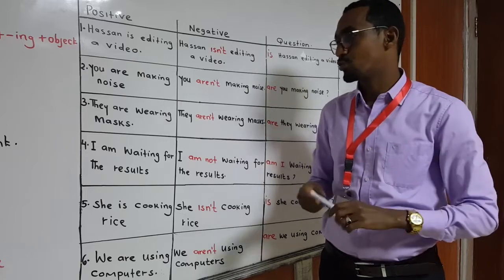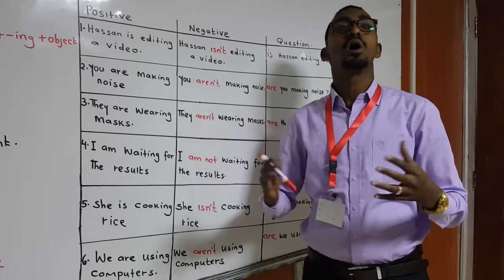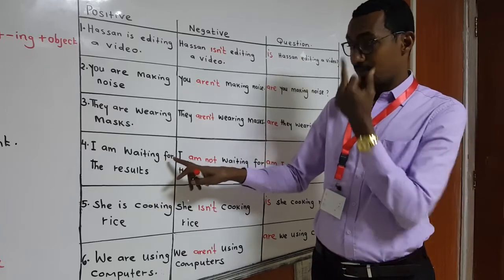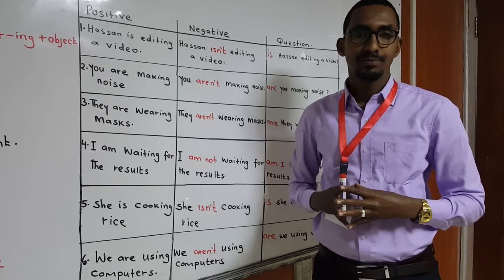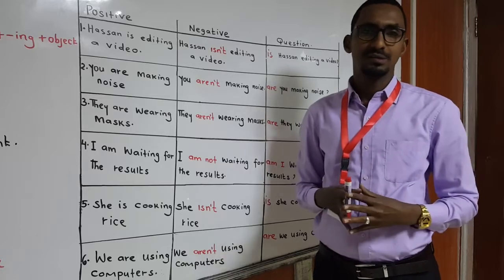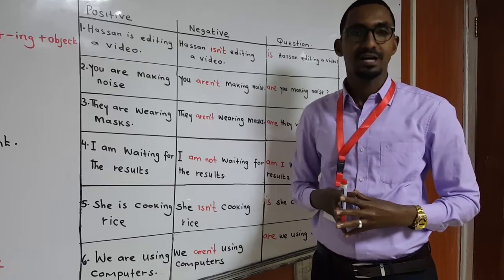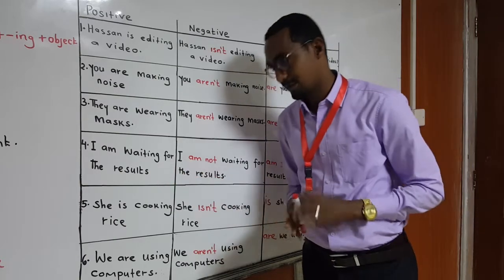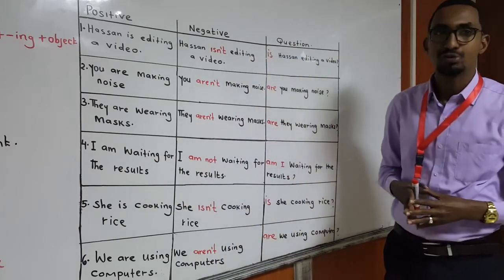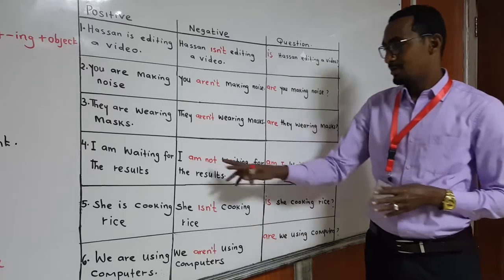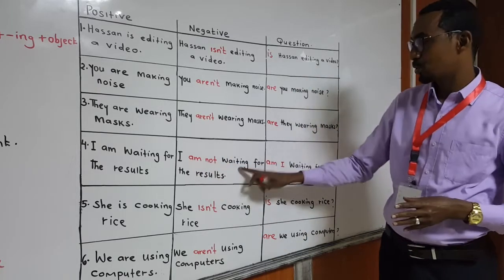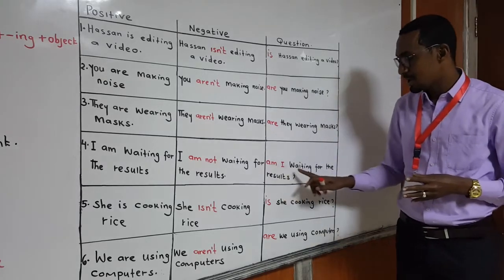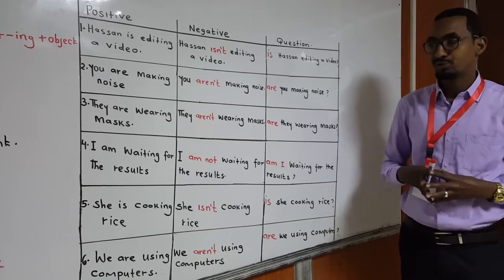Number 4. I am waiting for the results. I'm waiting for the results. Very often, some learners usually forget the preposition for. If you say I'm waiting you, that is grammatically incorrect. You should say I am waiting for you. I'm waiting for the results. The negative is I am not waiting for the results. And then the question is, am I waiting for the results?